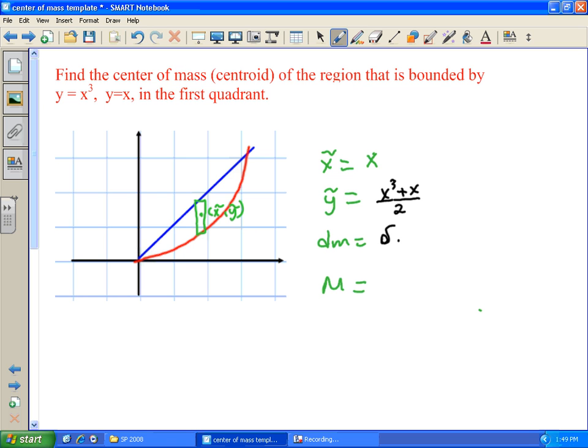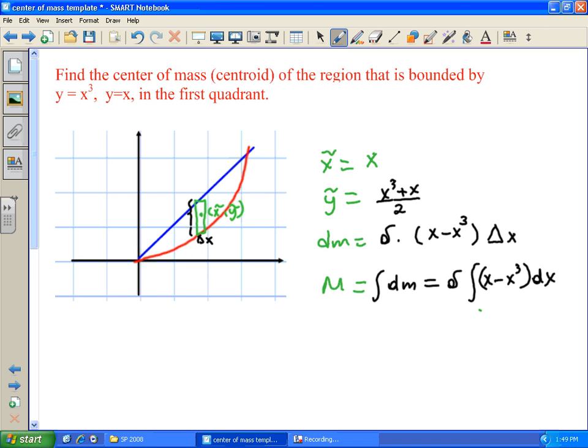So the area of that thin rectangle is the height times the width. The width is delta x. And how about the height of that rectangle? What is this distance? X minus x cubed. Okay? The total mass is the summation of all the masses, so basically the integral of small dm. That's what total mass equals. So to do that, we do density times the integral of x minus x cubed dx.